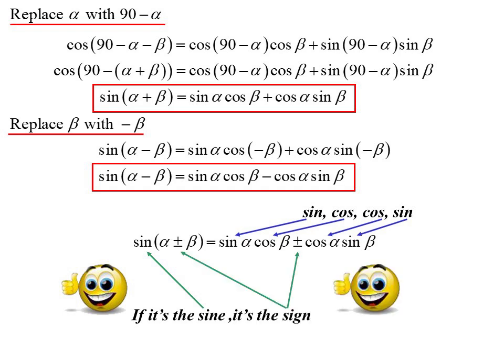So, cos, cos, sine, sine: if it's not the sine, it's not the sine. And sine, cos, cos, sine: if it's the sine, it's the sine. How do I remember those? Well, you always start with the same thing. So when it was cos, I started with cos. And whenever you say cos, it's cos, cos.